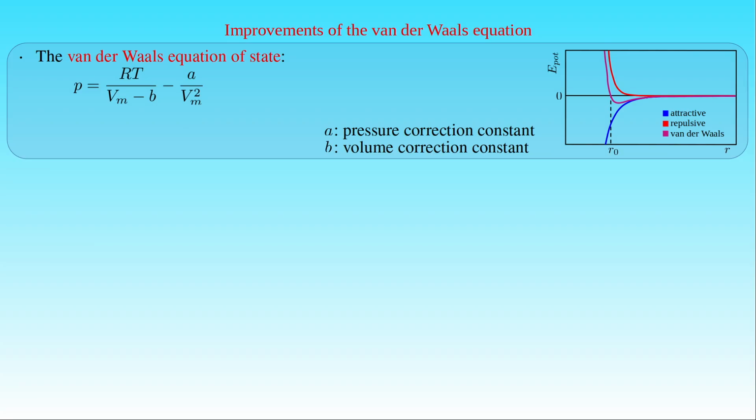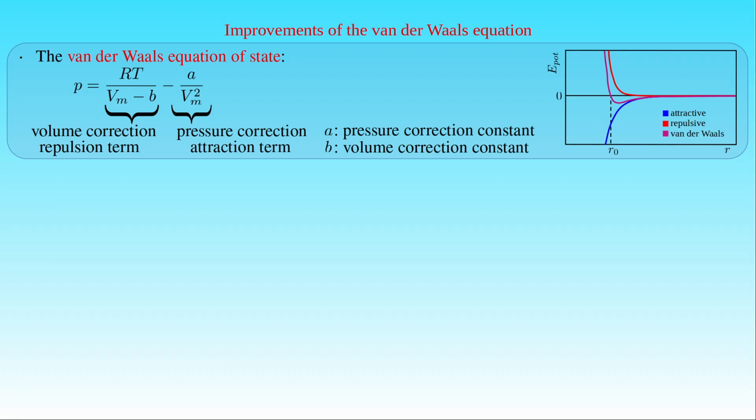The first term on the right-hand side of the equation of state is responsible for the volume correction for the volume excluded by the molecules due to the repulsive intermolecular forces, which is also called the repulsion term of the van der Waals equation. The role of the second term is the correction in pressure due to the attractive intermolecular forces, and it's also known as the attraction term. As a result, the pressure in the equation of state can formally be written as the sum of two terms: the pressure attributed to the repulsive intermolecular forces and a negative pressure correction term due to the attractive intermolecular forces.